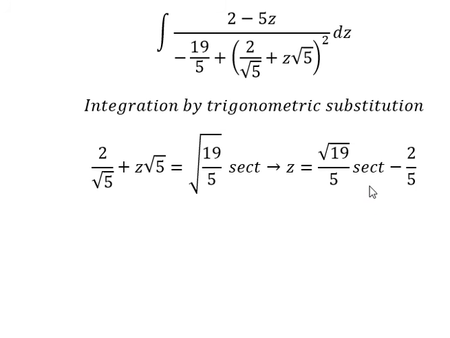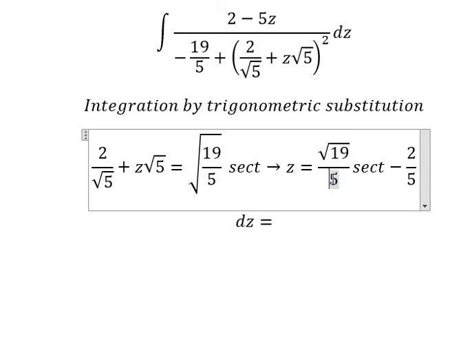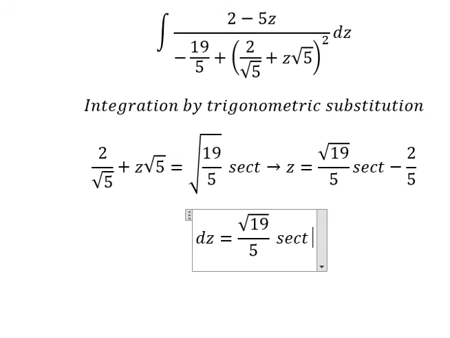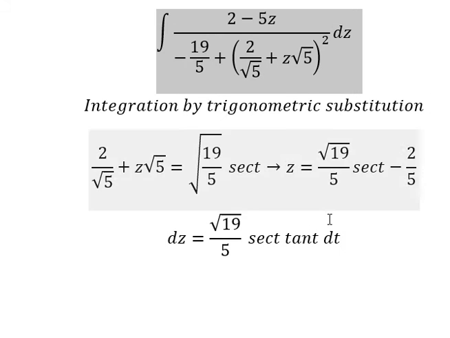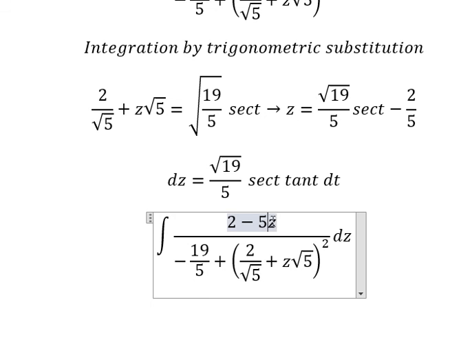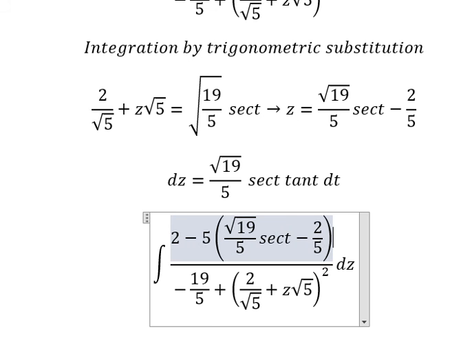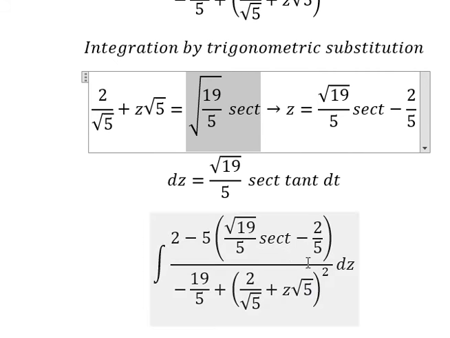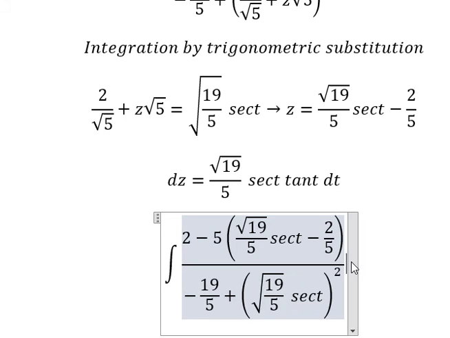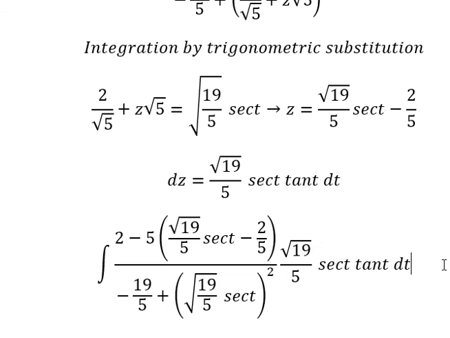Next, we do first the derivative of this one, and we have dz equals the square root of 19 over 5 secant of t tan t dt. So about z, that is about this one. This one we change by this one. Dz we change by this one. And now we need to simplify.